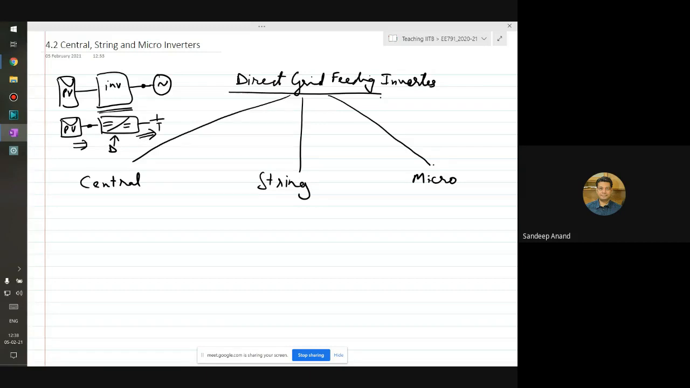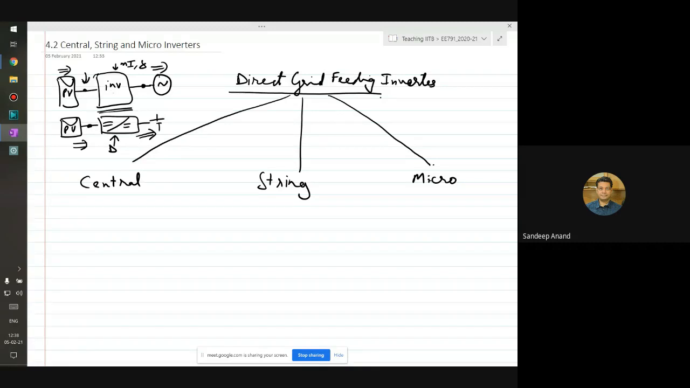Same thing happens with these direct grid feeding inverters, where the output is connected to the grid. So the grid maintains the voltage and the frequency, and thus the input DC voltage can be controlled by controlling the modulation index and the phase angle of the inverter, right? Once you control the DC bus voltage, you can track MPP, and whatever power comes out flows into the grid. So it's a very similar system. This kind of thing is very popular, and it's called a direct grid feeding inverter.